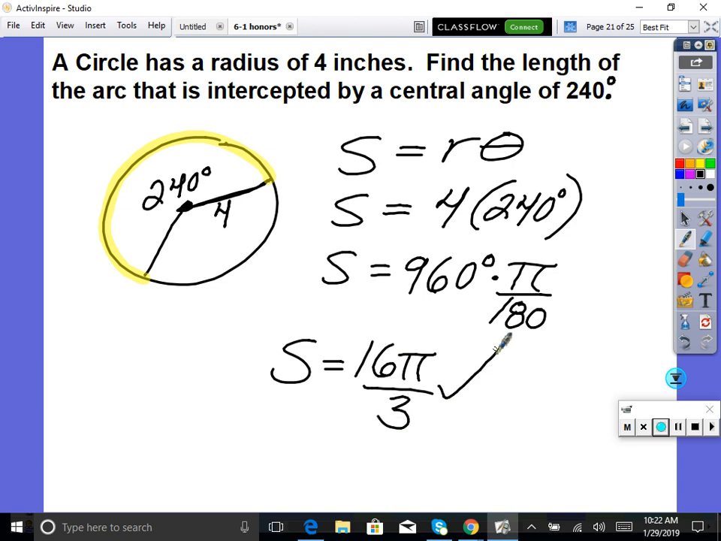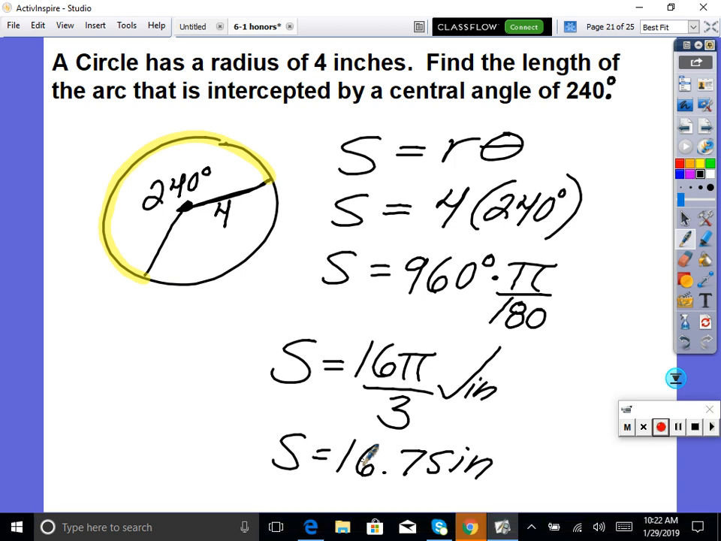This is the mathematician answer, but once again, if you went to an engineer and said, you have 16 pi thirds inches worth of whatever, they'd say, just tell me how many inches, dang it. So you would do 16 times pi divided by 3, so that's 16.75 inches worth of arc. I want to see a math answer and an engineer answer. Is this making sense to everybody?